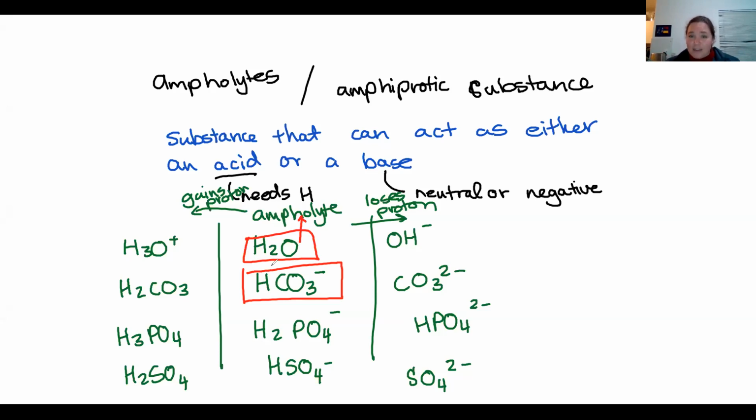If it didn't act as an amphiprotic substance, if it didn't in one reaction show that it lost a proton, and in another reaction show that it gained a proton, you could not say that it was your amphiprotic substance.